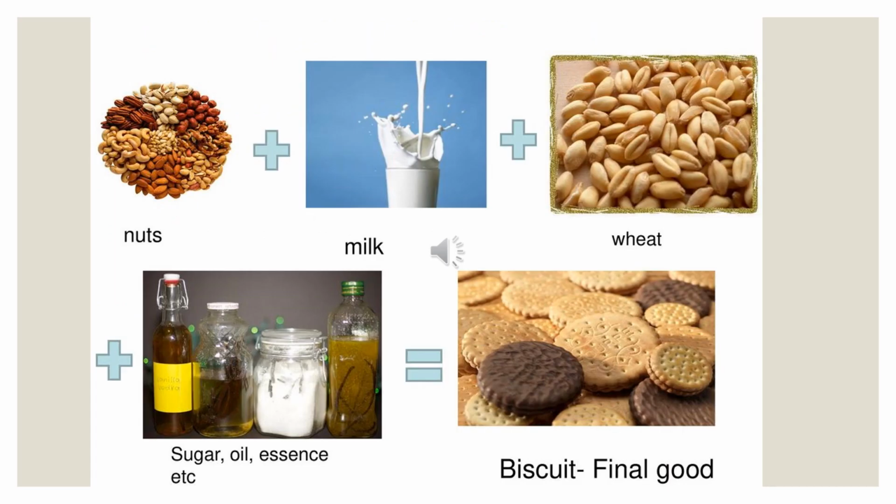Here is an example of a packet of biscuit. The packet of biscuit is the final product, it's the final good. All the products that go into the manufacturing of that packet of biscuits are intermediate goods. You are putting nuts there, milk, wheat, sugar, oil, essence, whatever is going into the production of that final product, a packet of biscuits, are known as intermediate products or intermediaries.